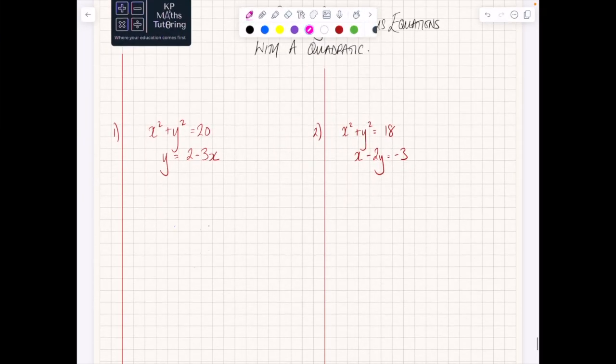Right, here we go with question 1. Step 1, we need to make sure y is the subject. We're looking at the second equation here. Is y the subject? Yes, it already is. So what I'm actually going to be doing is picking that up and putting that in there.